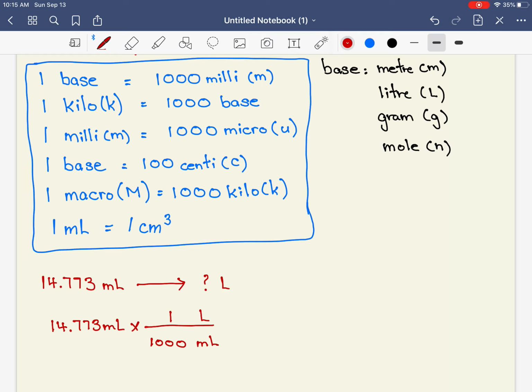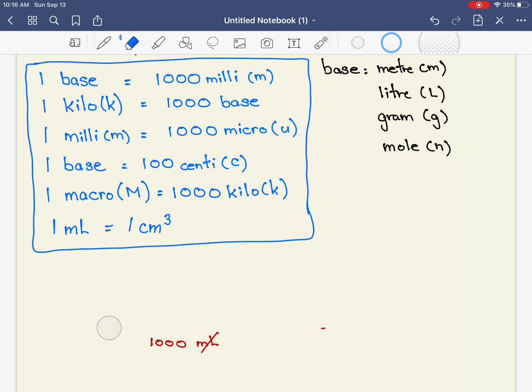It says right there. Okay, so as I set up my fraction, I know the fact that milliliter and milliliter will cross out. Okay, and what I have here, of course, is 14.773 divided by 1,000. That will give me 0.014773 liters. Okay, hopefully you guys are sort of comfortable with this.